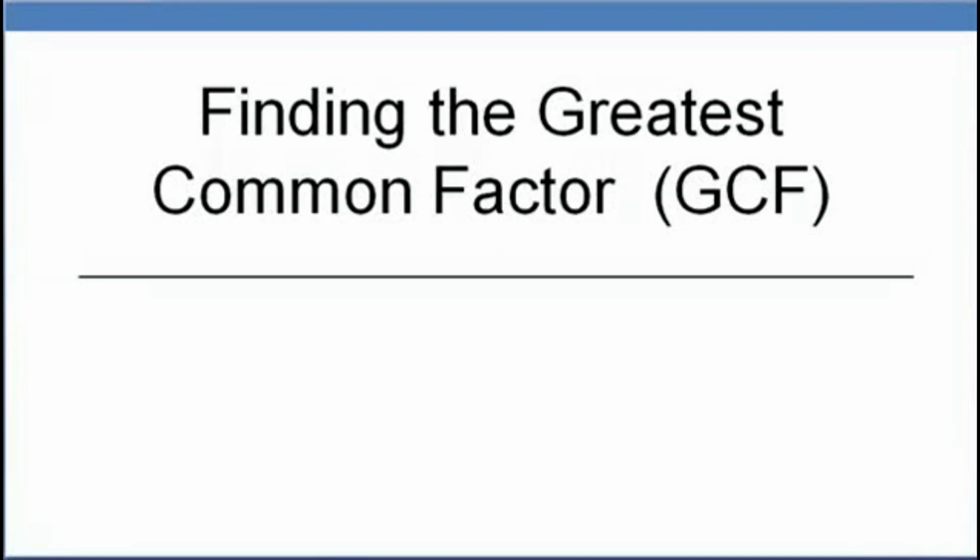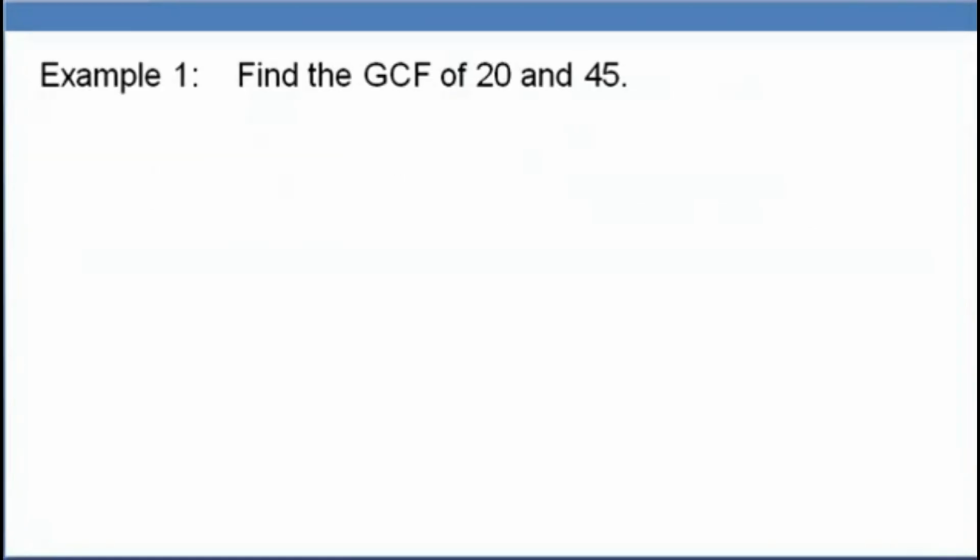Finding the greatest common factor, also known as the GCF. Example 1. Find the GCF of 20 and 45. What we want is the largest number which divides evenly into both numbers. You might be able to figure this out in your head. It cannot be larger than your smallest one because it has to go into both. And so you might guess on this one that it's a 5.